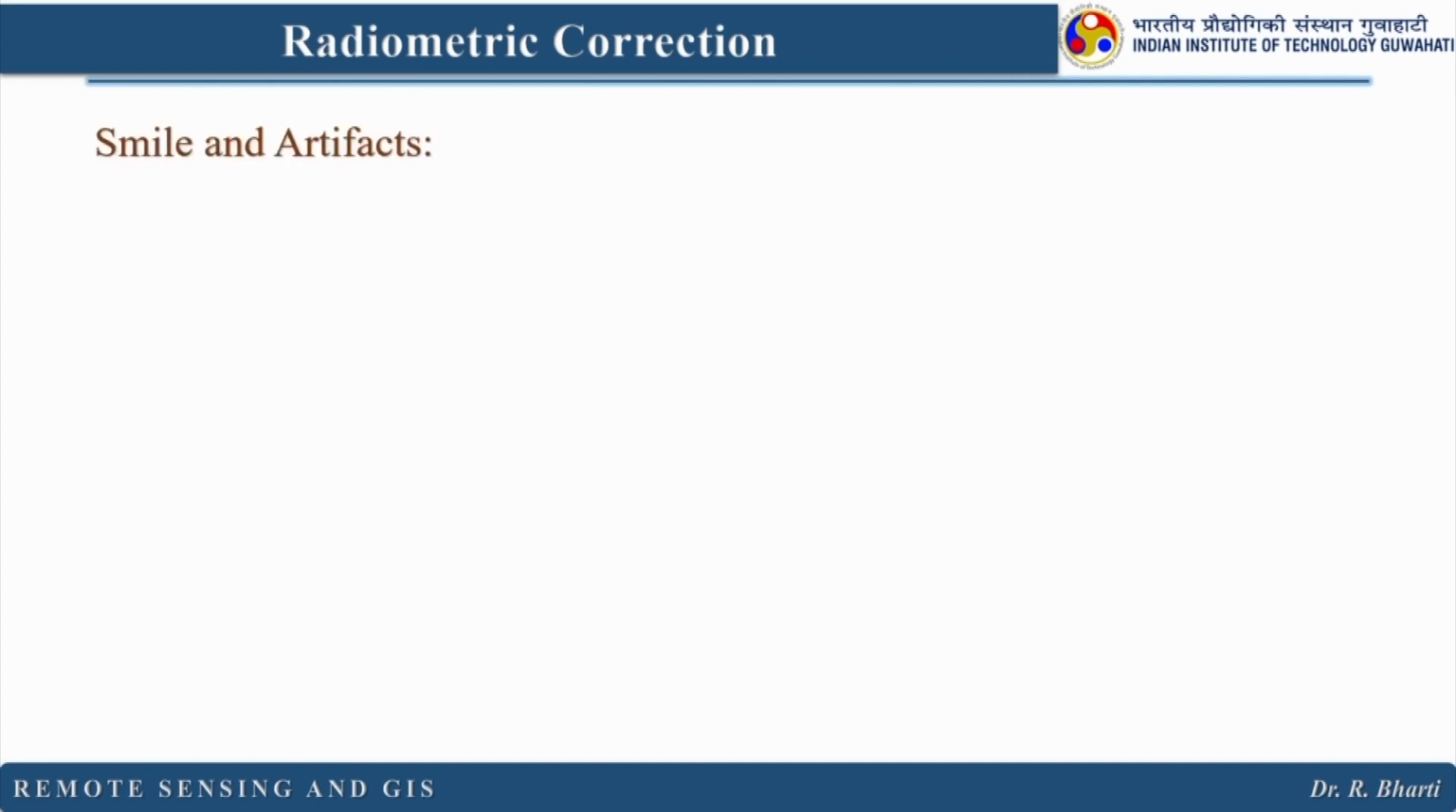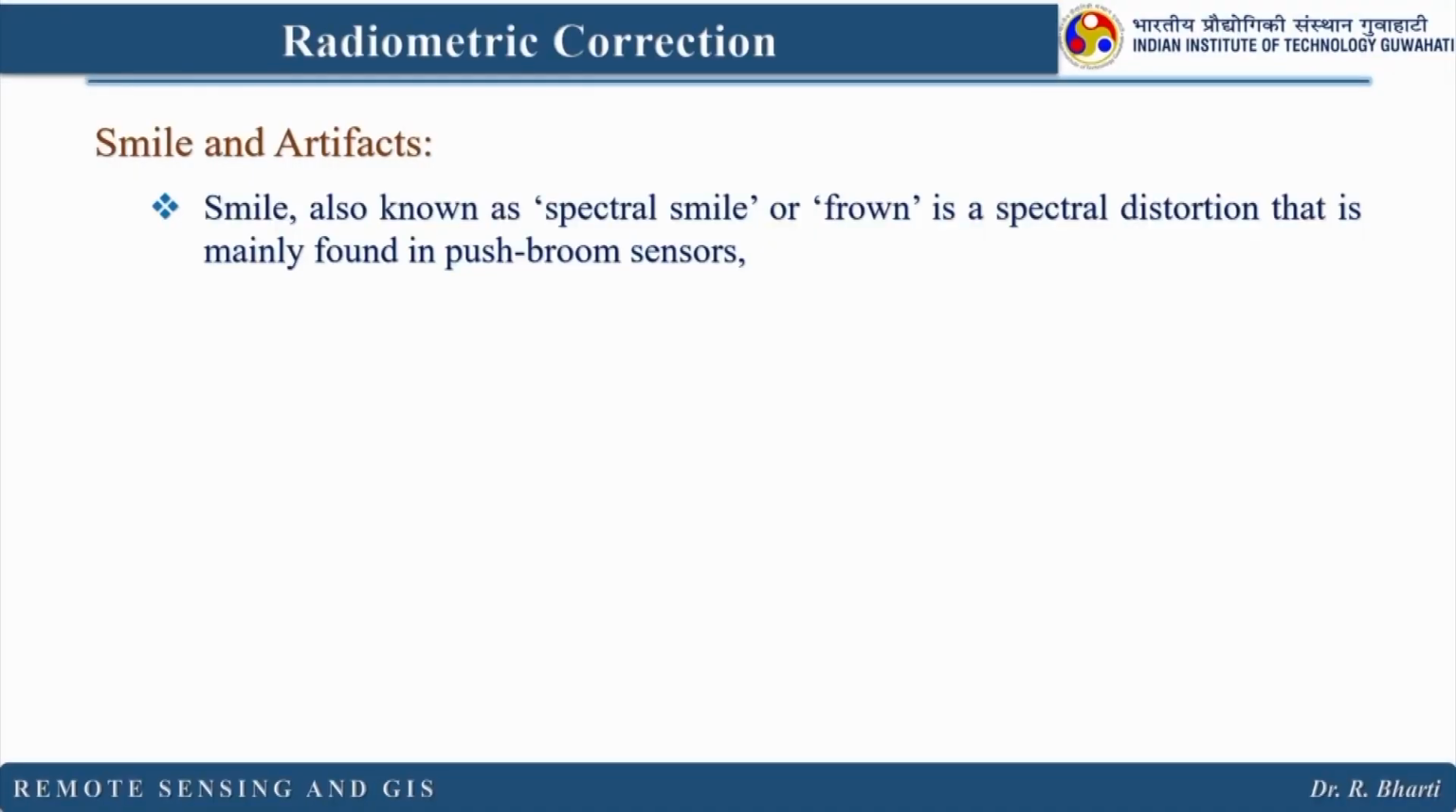Now there is one very important radiometric error which is known as smile and artifact. So smile, also known as spectral smile. So this is very common in hyperspectral images, and especially in Hyperion you can see such errors. And here what it says is smile, also known as spectral smile or frown, is basically a spectral distortion, and that is mainly found in push-broom sensor.